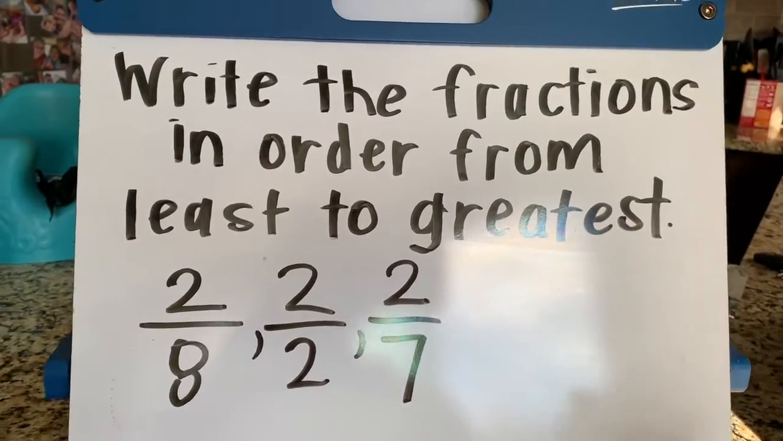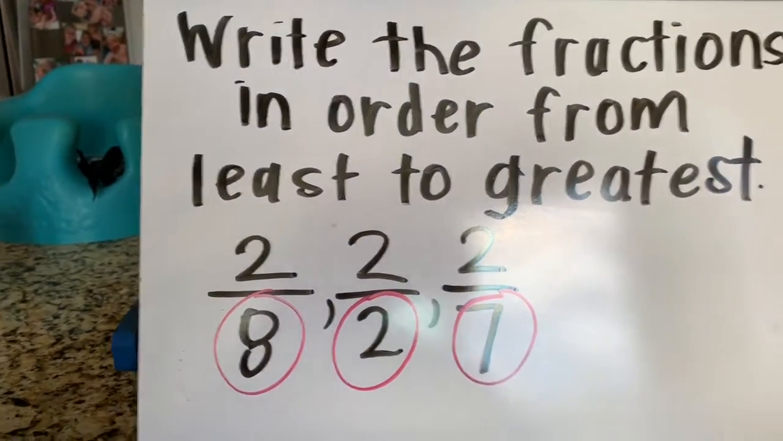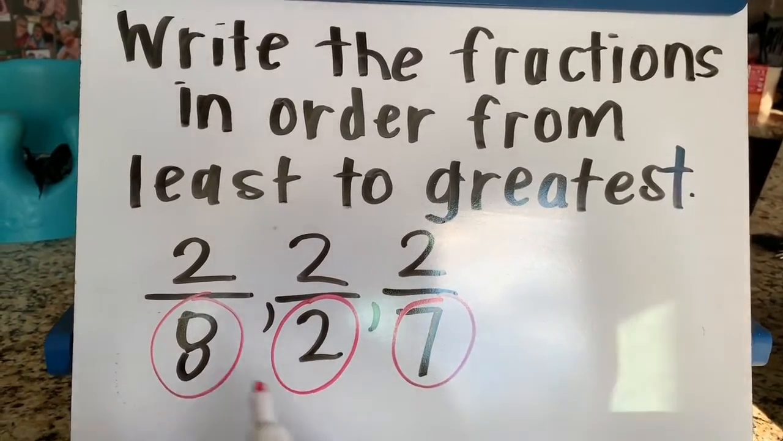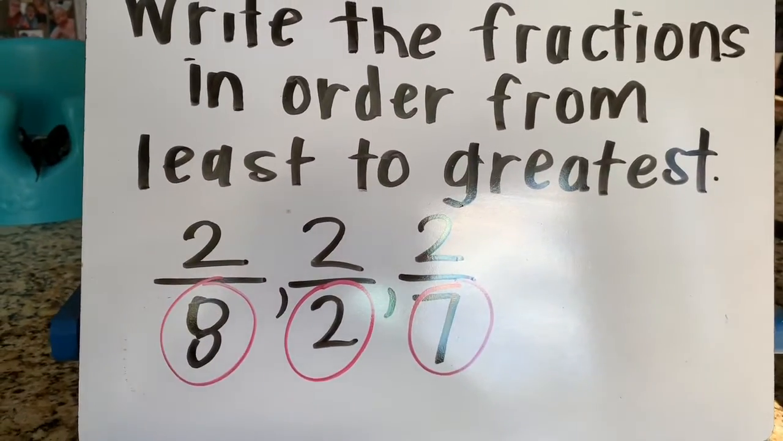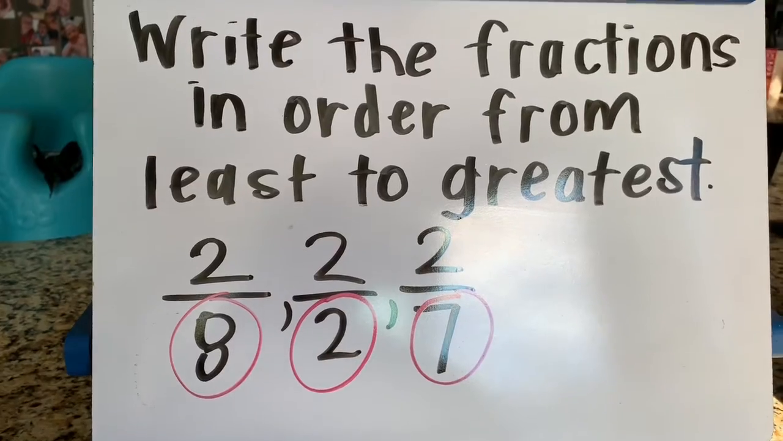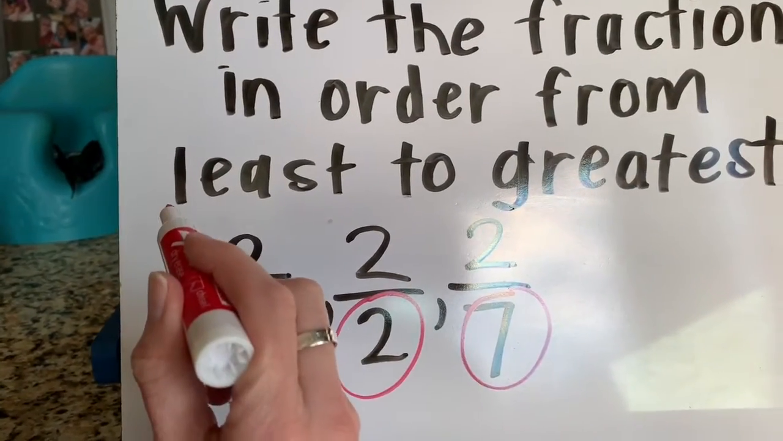The denominators. We have an 8, a 2, and a 7. What do we know about these denominators? They're different. Checking the numerators, they're all the same. If the denominator is different, switch it. What are we switching? The directions.